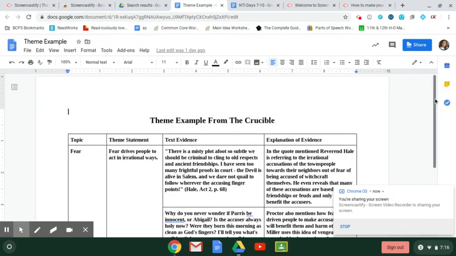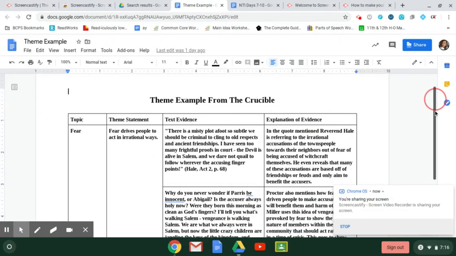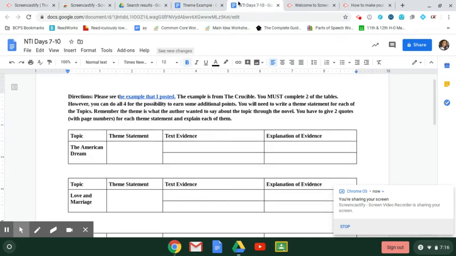I chose to show you an example from The Crucible because I know that we have all read The Crucible. As I'm explaining this assignment, I'm going to be moving back and forth between these two documents. It says you must complete two of the tables. However, you can do all four for the possibility to earn some additional points.